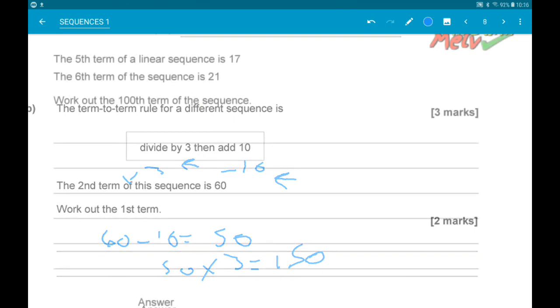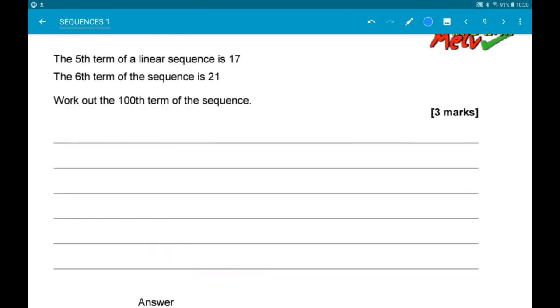is 50. 50 times 3 is 150. Okay, next up, the fifth term of a linear sequence is 17, the sixth is 21. We want to work out the hundredth. So to do that, we are going to need the nth term. So to get from the fifth to the sixth term, we have added 4. That means the nth term is something to do with 4n.